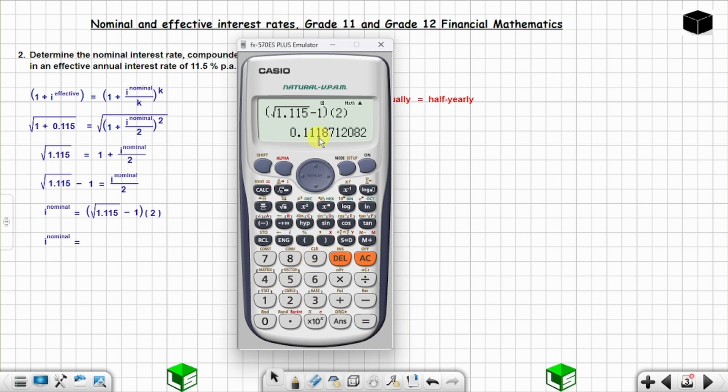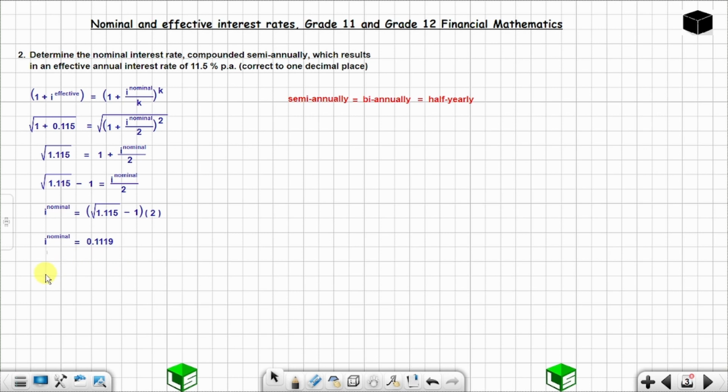This is equal to 0.1119, to 4 decimal places. Now, to get your answer as a percentage, you are going to multiply by 100. So you are going to have 11.2%, correct to 1 decimal place.